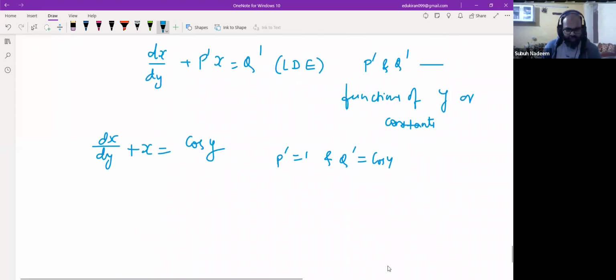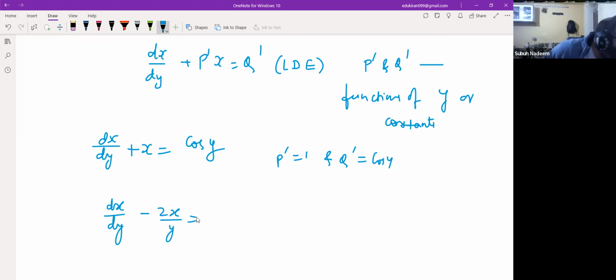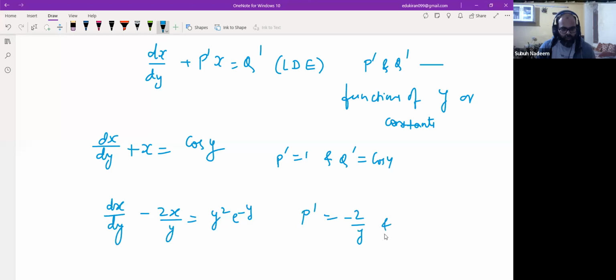Or you can have dx by dy minus 2x by y is equal to y square e to the power minus y. So P' is equal to minus 2 by y and Q' is equal to y square e to the power minus y. So these are functions of y.